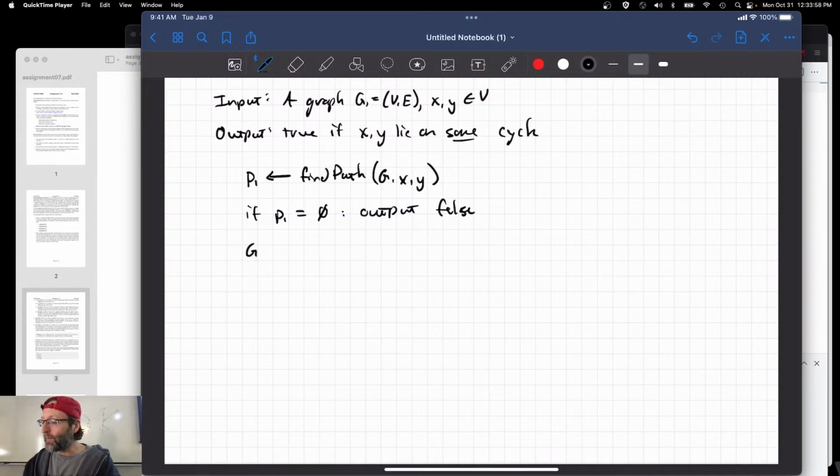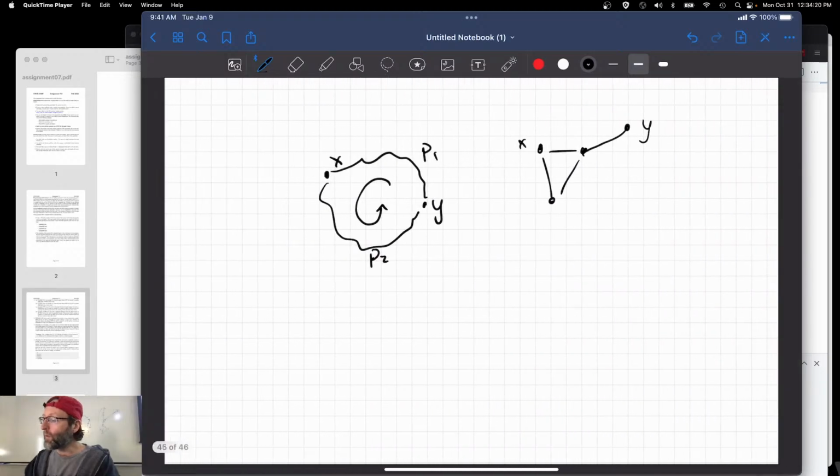Otherwise, what I'm going to do is formulate G prime, which is equal to G minus the path P1. I'm just going to put this in as a descriptor in my comments, right? This is G with all edges in P1 removed. We don't want to remove the vertices, right? Because if I want to find another path from x to y somewhere, if I remove that vertex, then it's gone.